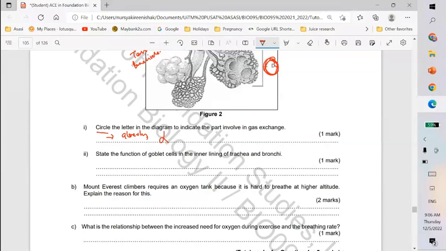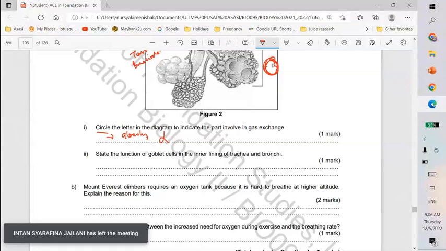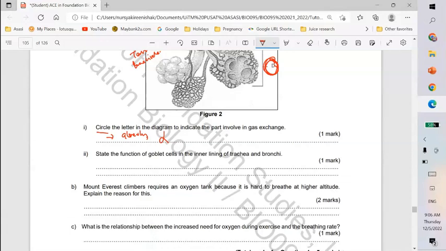But you must, because the goblet cell produces and secretes, so you must write the word secrete. Then it is more accurate. Secrete. Okay. Goblet cell produce and secrete mucus to trap contaminants, like dust particles, pathogens, whatever that enters into the lung with the air that you breathe in. Okay, so secrete mucus. Okay, thank you Shafiq.